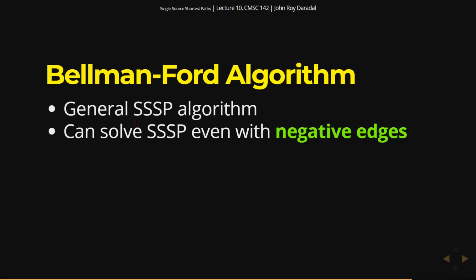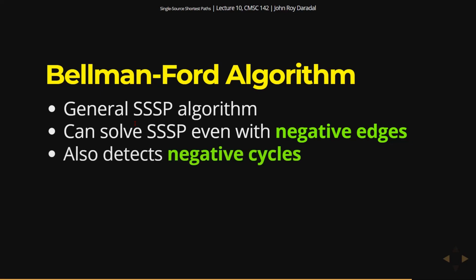Okay, so it could solve some graph problems for SSSP that Dijkstra's algorithm cannot solve, because Dijkstra's is limited to non-negative edge weights. This one can solve SSSP even with negative edges. Okay, and it will also detect negative cycles if one exists, because remember, we cannot have a shortest path if there are negative cycles, because if there's a negative cycle, then we'll just take that cycle as many times as we want to get the distance to be negative infinity, right?